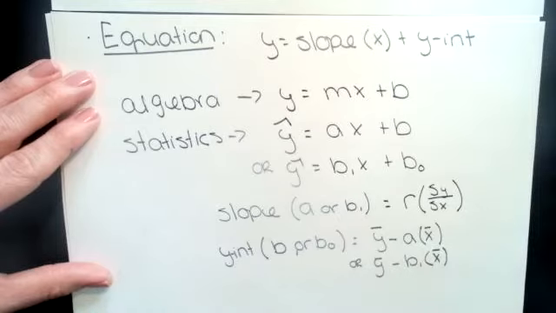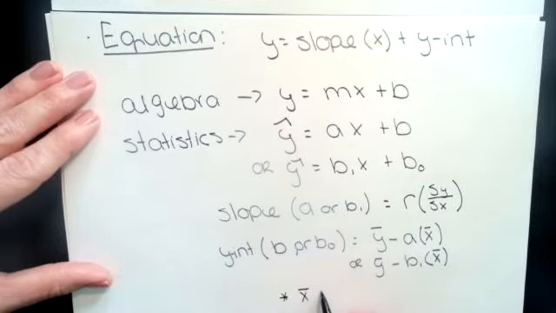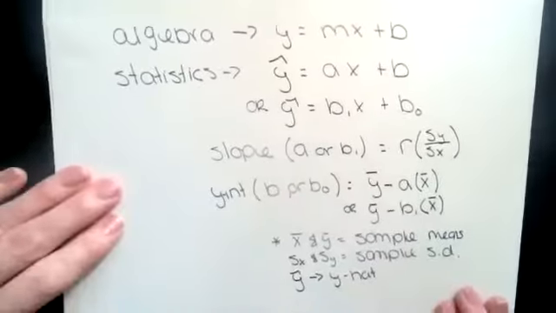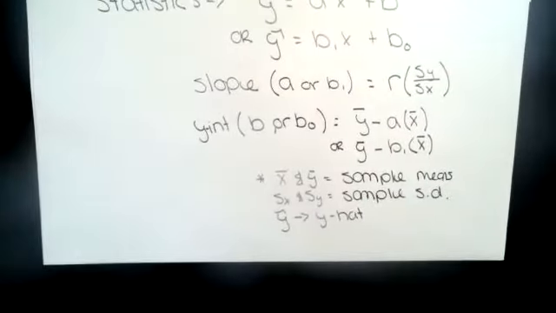You guys are not doing this by hand. I'm just showing you what the calculator is doing behind the scenes. Keep in mind x bar and y bar equal the sample means, and sx and sy are the sample standard deviations. And y hat is called y hat. Just some notation stuff for you guys to see.